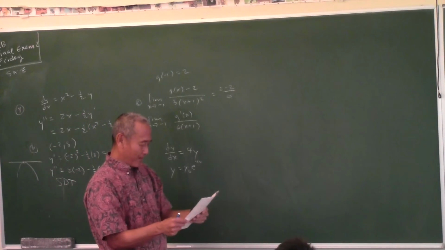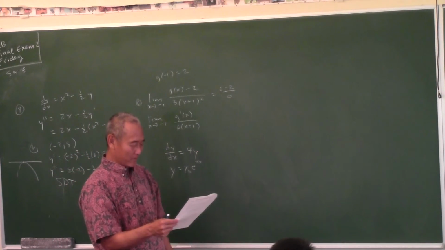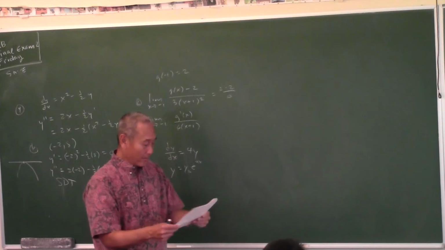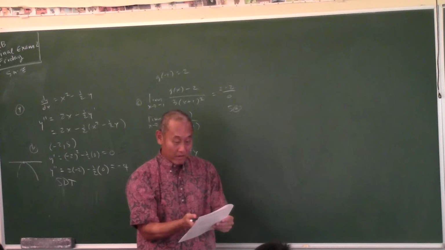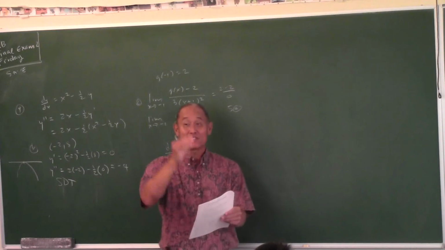Okay, we're going on to number 5. You have to tell me what we had problems with. Number B. Okay, I'm just gonna tell you, 5A. They're not even trying to trick you. They want you to find the average value.